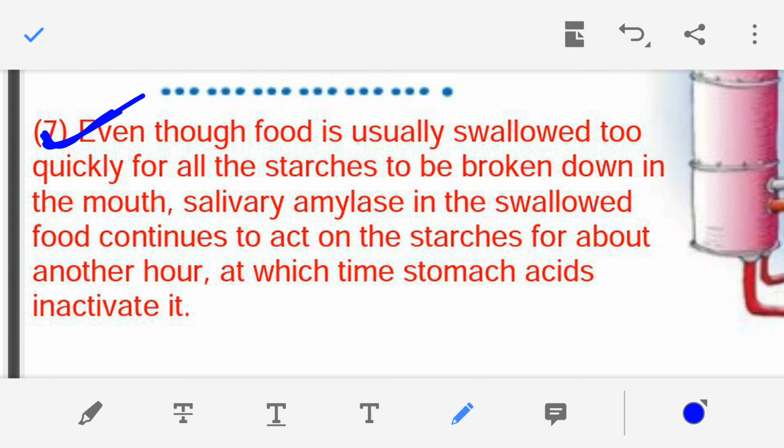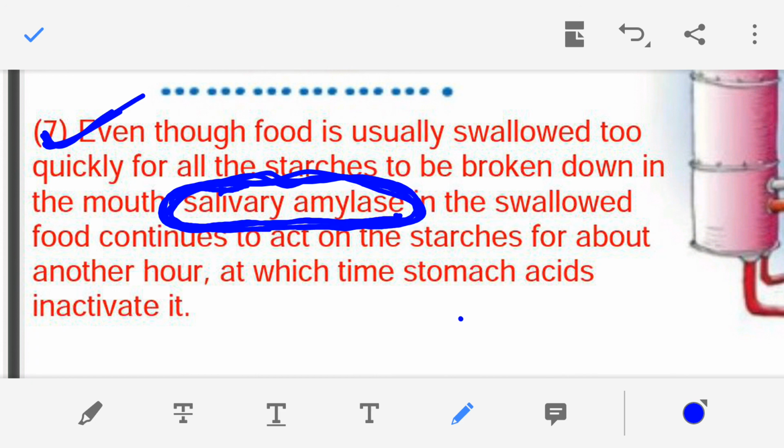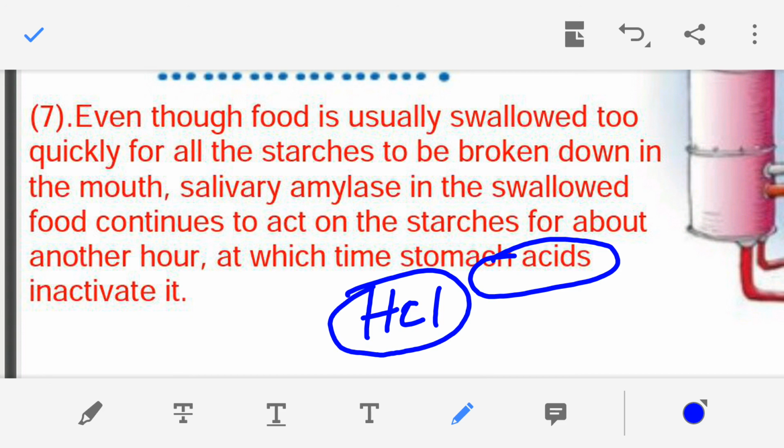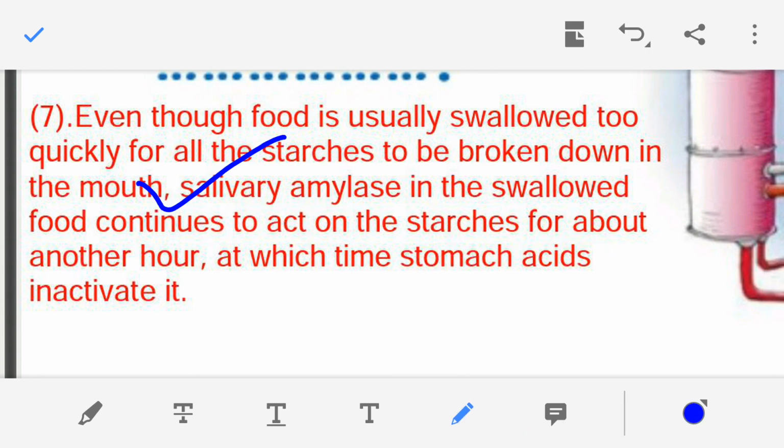Now in the bolus still the salivary amylase is there and we have swallowed the food. So the bolus enters into the stomach. Okay, and for nearly 1 hour, this salivary amylase continues its digestion of starch in the stomach. After 1 hour, what happens? The acid, let's say the HCl, which is present in our stomach, inactivates this salivary amylase. So now the salivary amylase is not involved in the digestion of the starch any further in the stomach. Okay, so that is the meaning of this line.